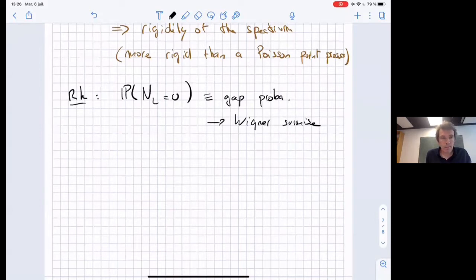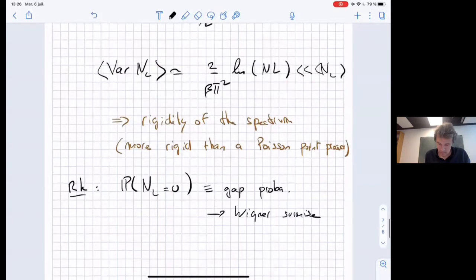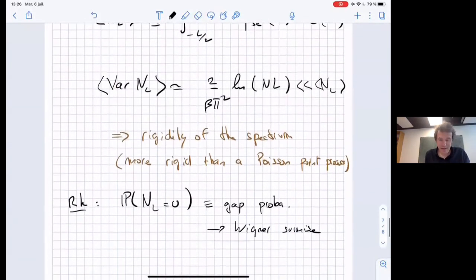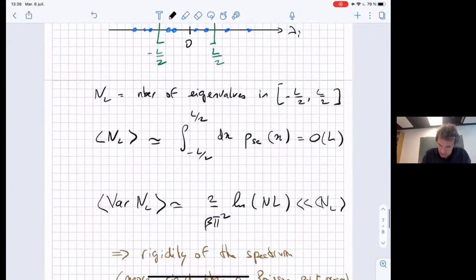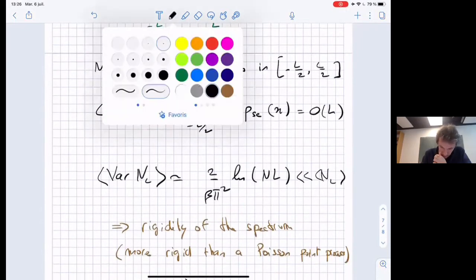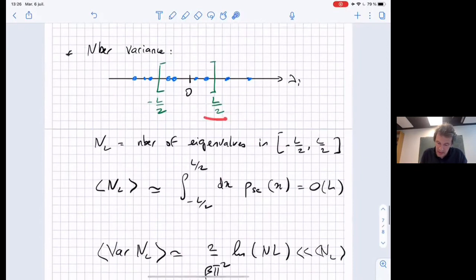Like in the variance of N_L, yes. Shouldn't it go to zero if L is pretty large? Then all eigenvalues will be inside the interval. Yeah. Okay. Right? So of course this is okay. Thank you. Yes. So of course, thank you for the question. This formula here, of course, is true as long as L by 2 is smaller than the support of the density.